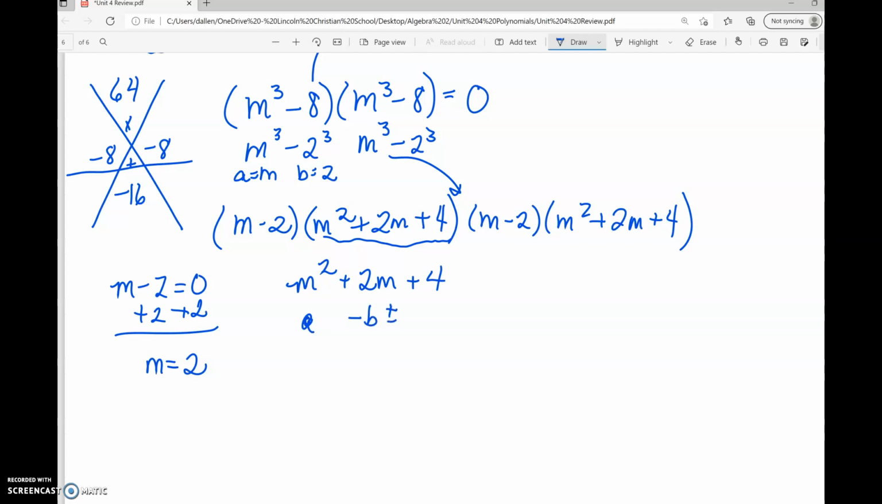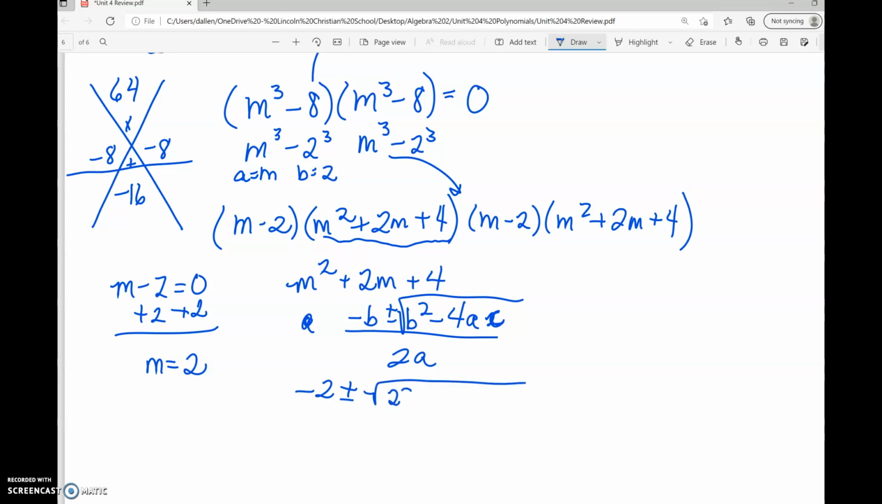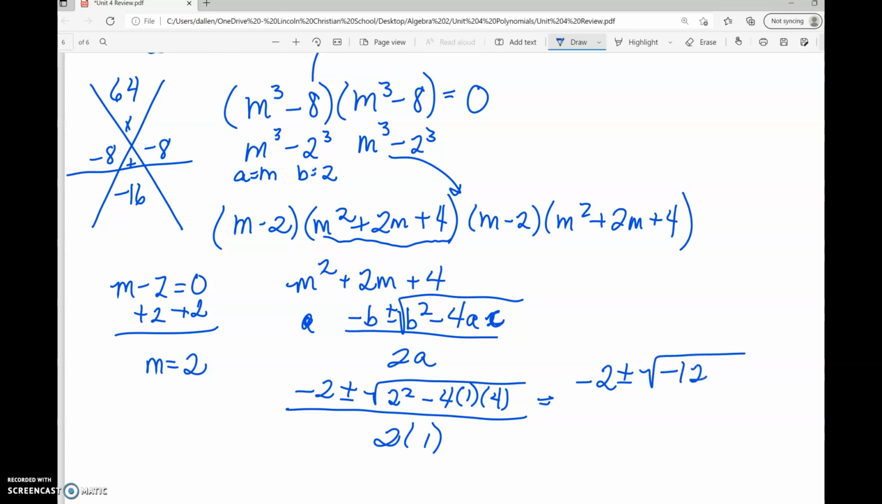negative b plus or minus the square root of b squared minus 4ac, all over 2a. So this would be negative 2 plus or minus the square root of 2 squared minus 4ac, all over 2 times a. Or negative 2 plus or minus the square root of 4 minus 16, which is a negative 12, all over 2. The square root of a negative is i.